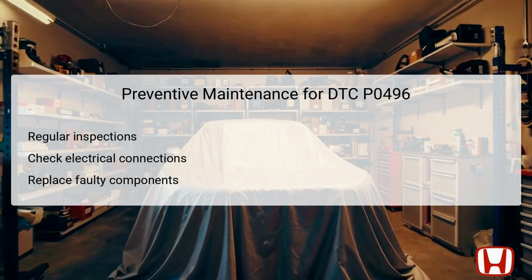For preventive maintenance relating to DTC P0496, focus on regular inspections of the EVAP system components and their connections. Conducting routine checks can help identify potential issues before they escalate to trigger fault codes like P0496. It's vital to ensure that electrical connections related to the FTP sensor, purge valve, vent shut valve, and ECM are secure and free of corrosion.